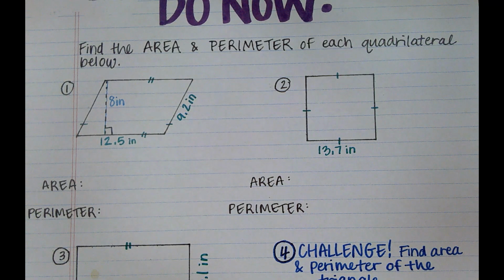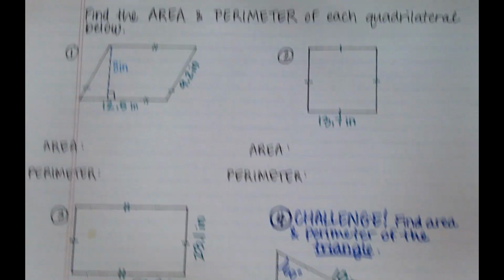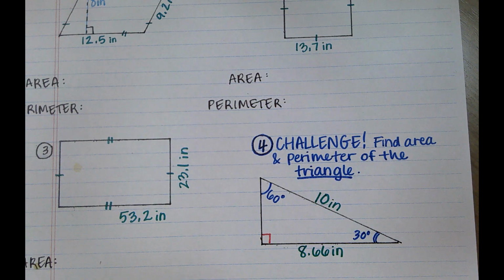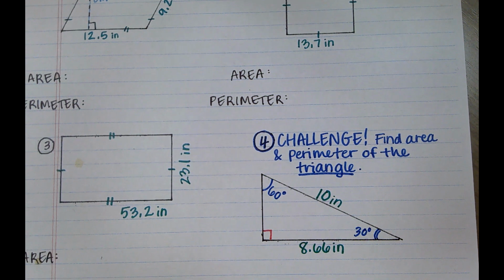I gave you 4 problems. You're finding the area and the perimeter of each quadrilateral below. And the 4th problem was a challenge question where you find the area and perimeter of a triangle, which we have not covered yet. So if you couldn't figure that one out, no big deal, but we will go over it together.